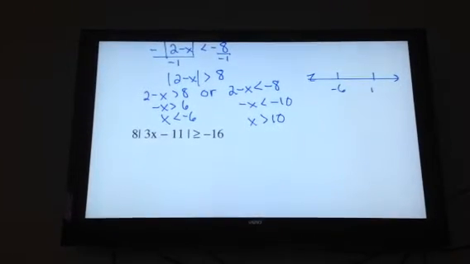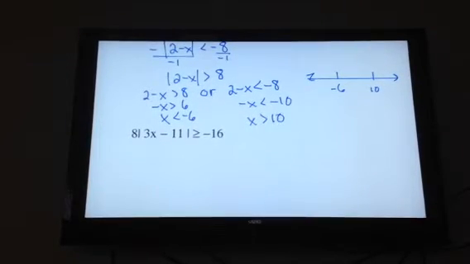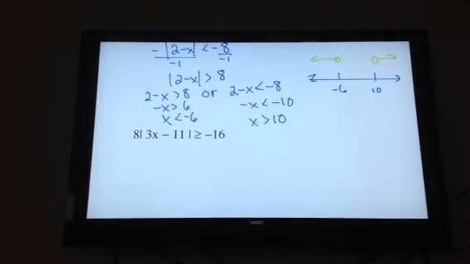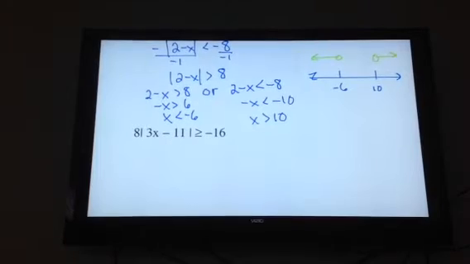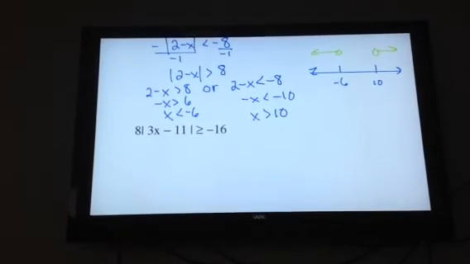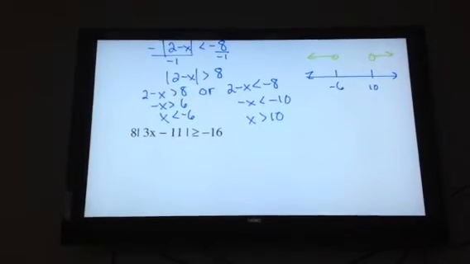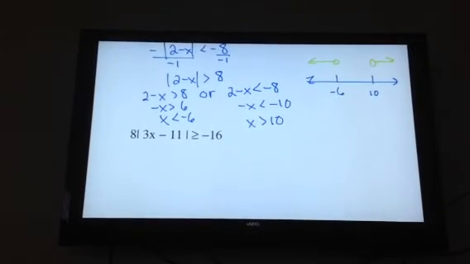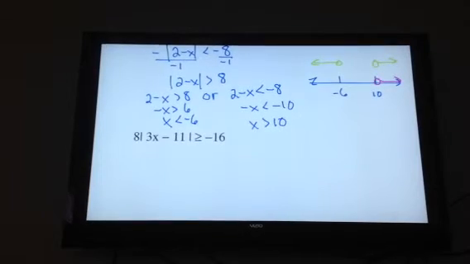Simple number line, only the numbers you need. So less than negative 6, greater than positive 10. Because it is an or, we are looking for the union. That means we're going to union them, combine them, put them all together, which means I end up with exactly the same final graph as my helper graphs, a split graph.